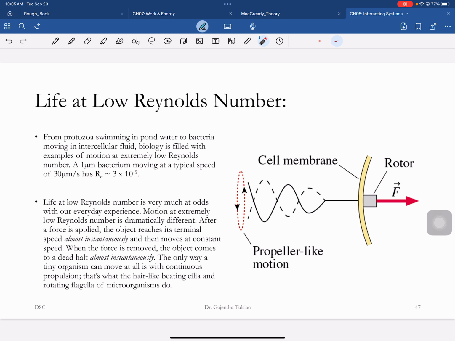Life at low Reynolds numbers is very much at odds with our everyday experience. It's very counterintuitive. When a force is applied, the object reaches its terminal speed almost instantaneously and then moves at constant speed. When the force is removed, the object comes to a dead halt almost instantly. So there's no coasting at the microorganism level.